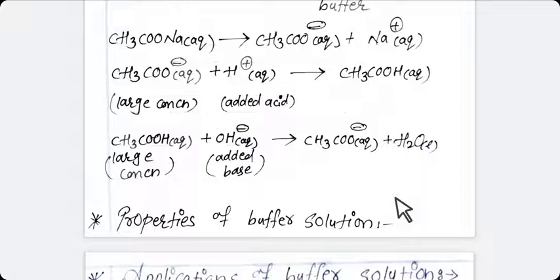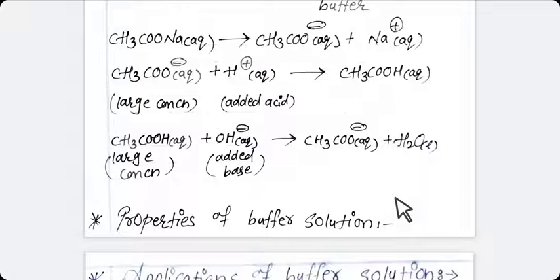Dilution does not have any effect on the pH of the buffer, which we can see easily from this reaction. The dilution does not change this ratio. So it is nothing but a buffer action. It is the buffer action in which we are using the buffer solution of sodium acetate and acetic acid.